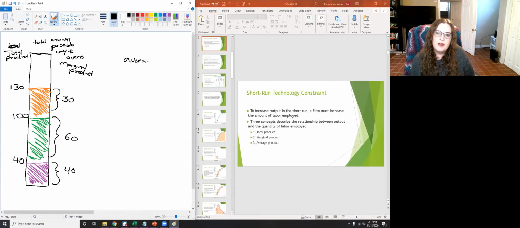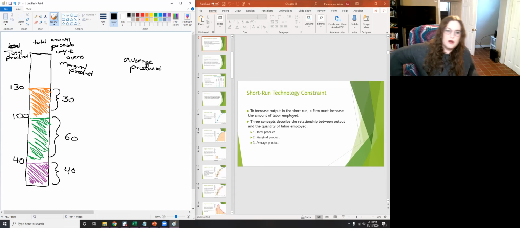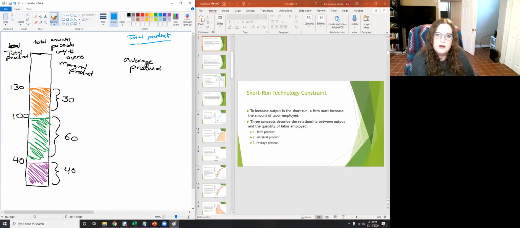Now we had one more thing, right? We had average product. And remember, I said that the average product was the total product divided by the number of workers, right? So here, we'll put that in blue up here. Total product divided by number of workers. So let's figure out the average product for each of these. Let's say for this first one, we have 1 worker, right? So we have 40 cookies divided by 1 worker. The average product is 40 cookies a worker.